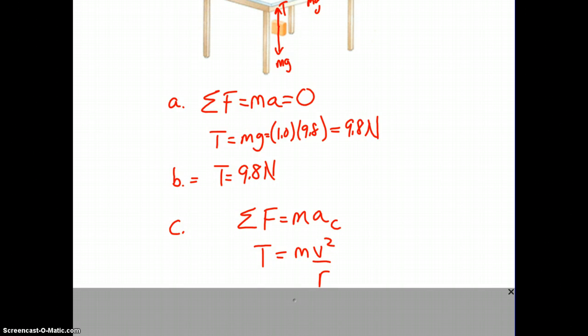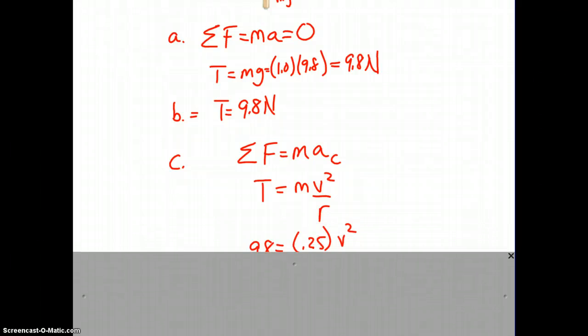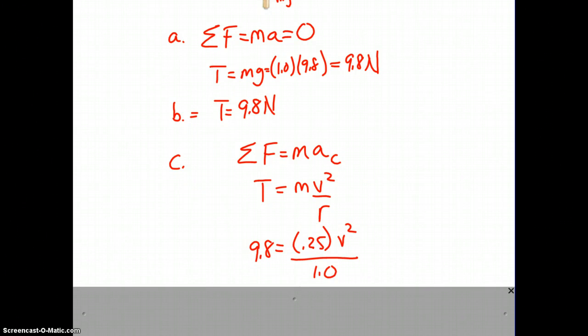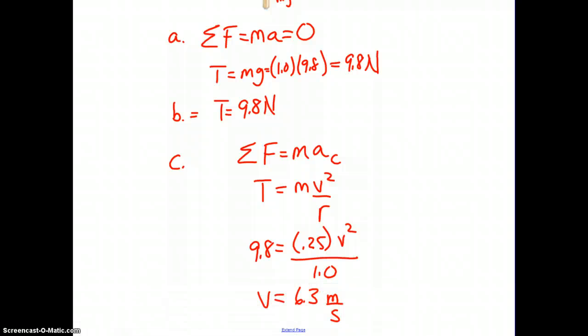So T equals mv squared over r. We substitute. We know that our tension is 9.8. We're told the mass of the puck was 0.25. We're looking for its speed, which is squared, divided by the radius of the circular path, which was 1 meter. We go ahead and solve for the velocity, and we should get 6.3 meters per second. All right, on to number 11.